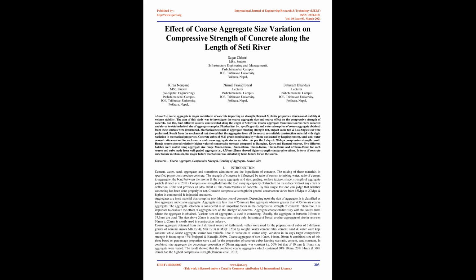As per the 7 days and 28 days compressive strength results, Hemja source showed relatively higher compressive strength compared to Ramghat, Kotre and Damauli sources. 5 different batches were cast using aggregate size ranges 20 mm to 5 mm, 16 mm to 20 mm, 10 mm to 16 mm, 10 mm to 5 mm, and 4.75 mm to 25 mm for each source, and cubes made from well-graded aggregate, i.e., 4.75 mm to 25 mm, showed higher strength compared to others.